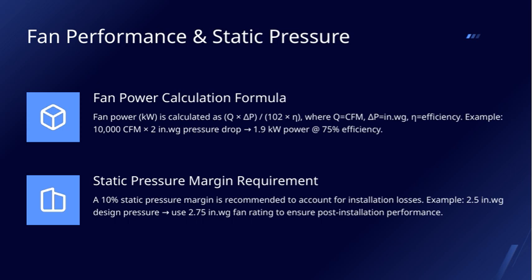Moving on to fan power calculation, the key formula is fan power in kilowatts equals the airflow rate times the pressure drop, divided by 102 times the efficiency. To put that into perspective, if you have an airflow of 10,000 CFM and a pressure drop of 2 inches of water, the power required is approximately 1.9 kilowatts, assuming 75% efficiency.